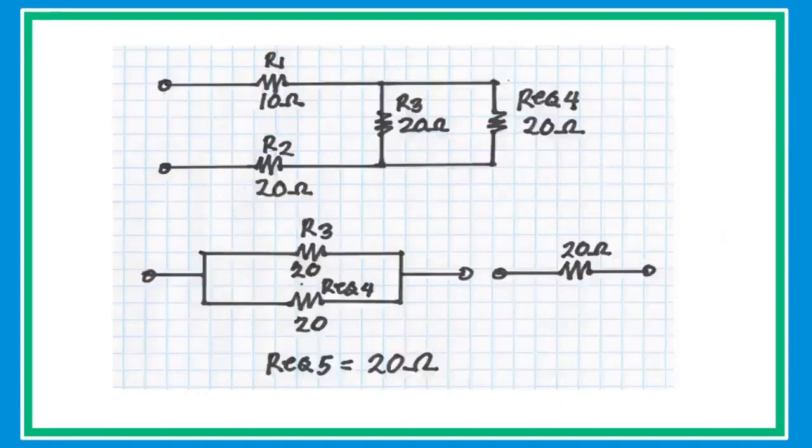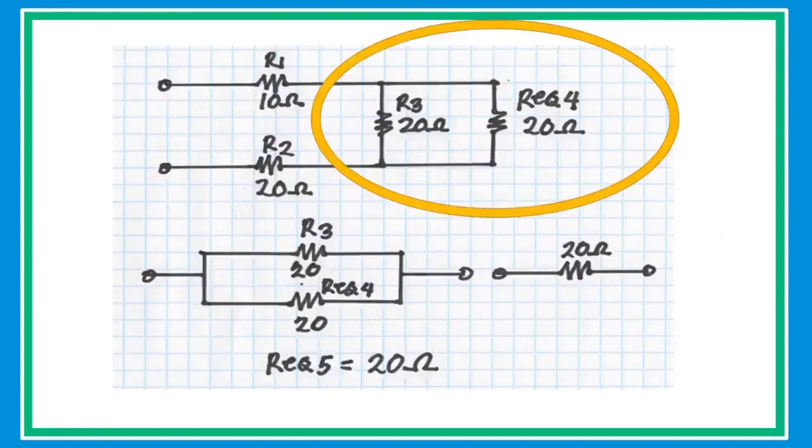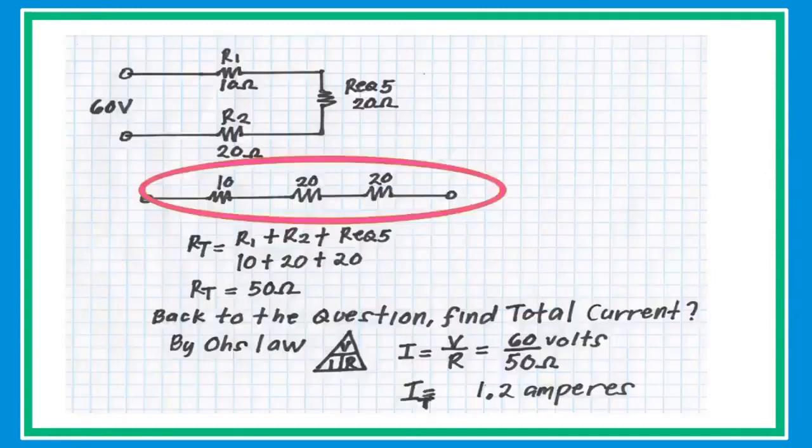In the new redrawn circuit, R3 and R4 are connected in parallel with the same value. Just simply get the half of the value to have an equivalent resistance of 20 ohms. In the final circuit, the 3 resistor R1, R2, and R equivalent 5 are now simplified in a series circuit. Given that they are now in series, simply add the 3 resistors to get the value of 50 ohms.